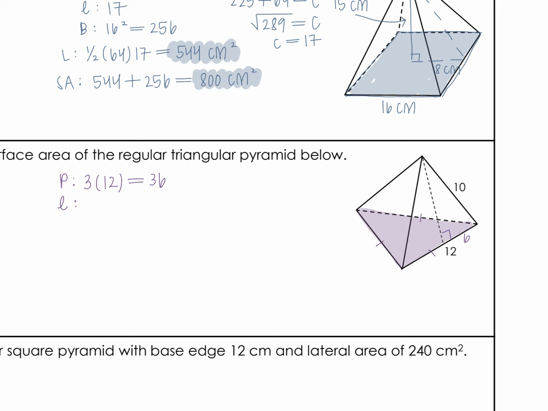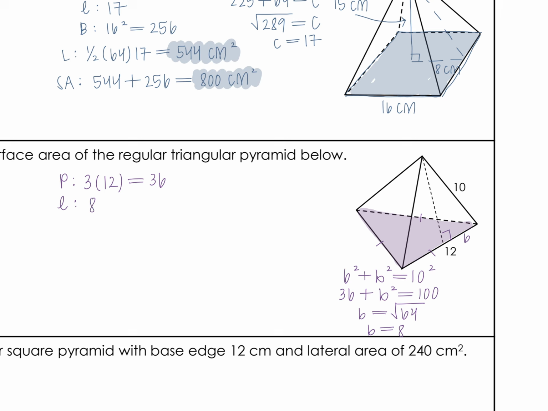So we are going to use, we'll have our 6 squared plus b squared is going to be equal to 10 squared. So squaring everything, I'll get 36 plus b squared is equal to 100. When I subtract, and then I'm going to go ahead and square root, I'm going to get the square root of 64, which you know to be 8. So I'm going to have a slant height of 8.